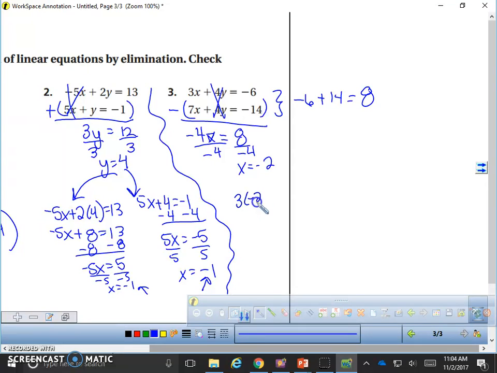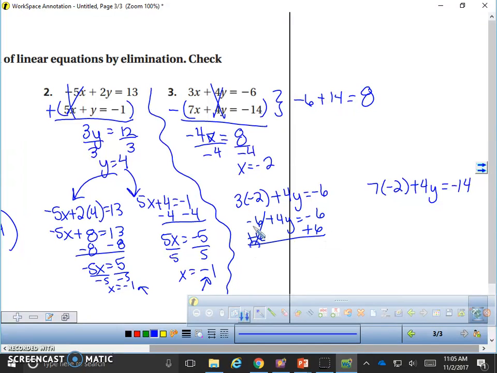So 3 times negative 2, grabbing that first equation, plus 4y equals negative 6. Now our second equation, 7 times negative 2 plus 4y equals negative 14. 3 times negative 2 is negative 6. Add 6, add 6. 4y equals 0. That's still something that exists. It's still going to be 0. Okay. y equals 0. Let's see if we did this right.